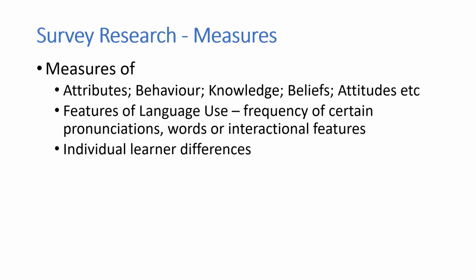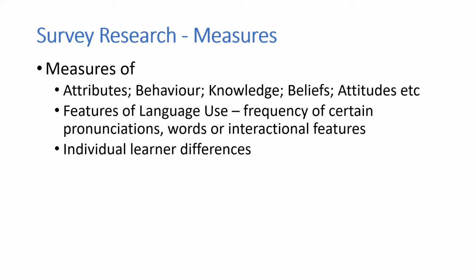So what do we measure in survey research? Well, we can measure things like attributes, behavior, knowledge, beliefs, and attitudes. I'm sure you've filled in these types of surveys before, asking for your age or your gender, which are attributes, weight, languages spoken, nationality. You might have also filled in surveys about behavior, how many times you visit a particular shop. You can also collect survey data by observing people and ticking certain frequencies.